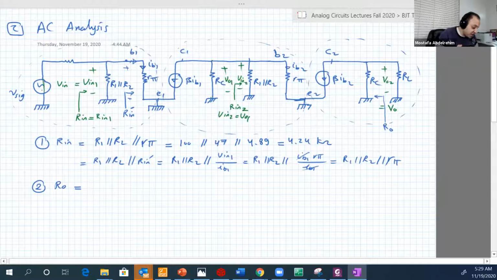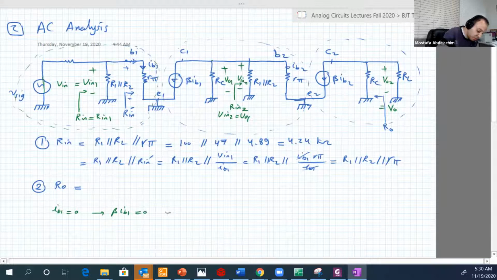So when you short V signal, what's going to happen is that IB1 in that circuit, the source that provides this IB1 is shorted. So IB1 will be 0. So beta IB1 is also 0. So IB2 will also be 0, because in this middle circuit there is no source to feed it. So beta IB2 is again 0, or open circuit. So you will end up with RO equal to RC. And RC is 6.8 kilo ohms.